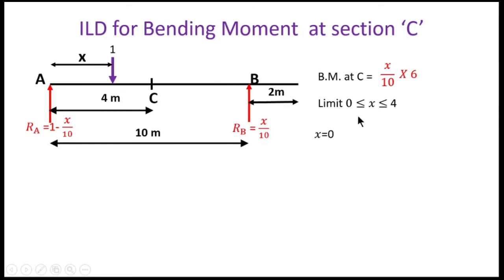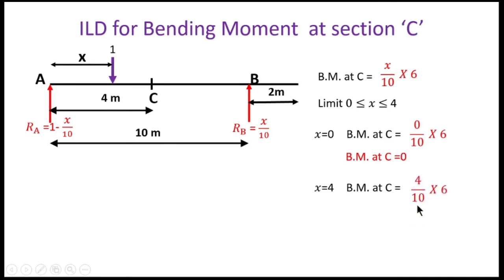So x is equal to 0. The bending moment at C is equal to 0 by 10 into 6, that is 0. Then put the limit x is equal to 4 in our bending moment equation. So x is equal to 4. Bending moment at C is equal to 4 by 10 into 6, that is equal to 2.4, and this value is positive.